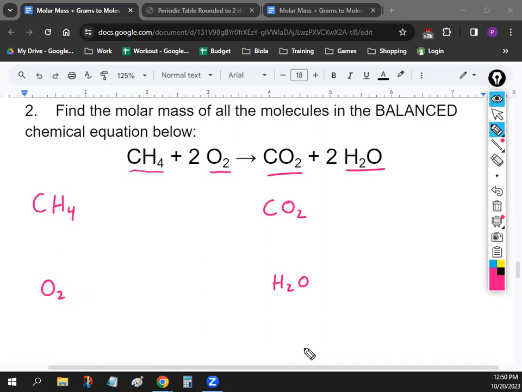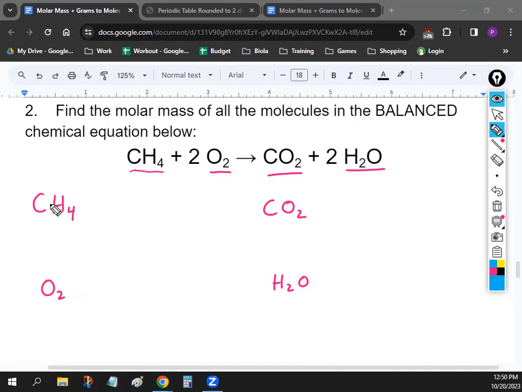And what we're going to do is we're just going to work together to figure out how much each of these weigh. What's the molar mass of all of these molecules? And you don't add them up or anything. We're looking at them separately. All right, so let's start with CH4.